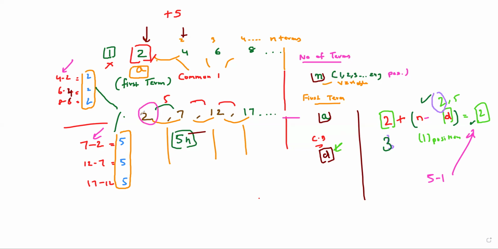How will you get the first term? How about playing with just here? Subtract something from n and leave d as it is. Subtract something from n and then leave the d outside. You can multiply. How about that? This is our a. This is n. Subtract something from n. What should be subtracted from n?